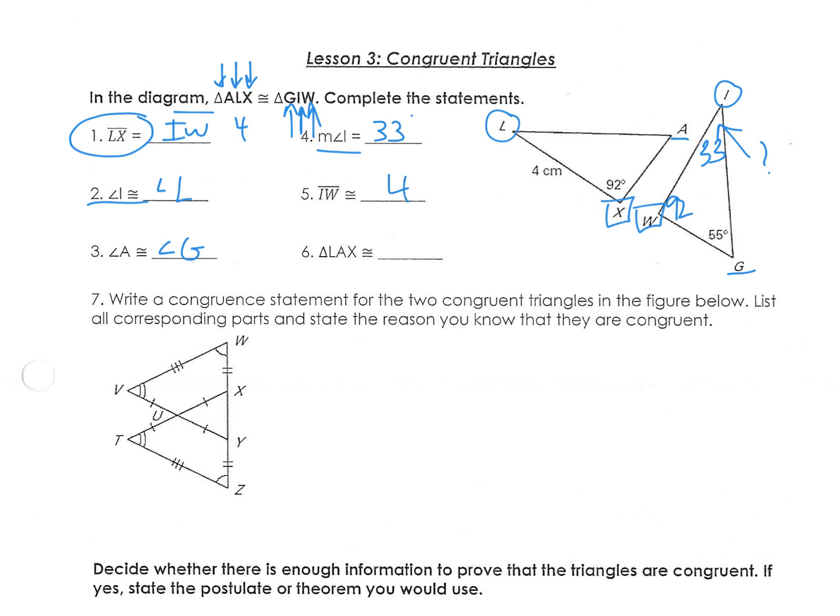And then finally, triangle LAX. Again, order is important here. So circle to underline to square. IGW would be the correct triangle. So the order is important. That's the main takeaway here.